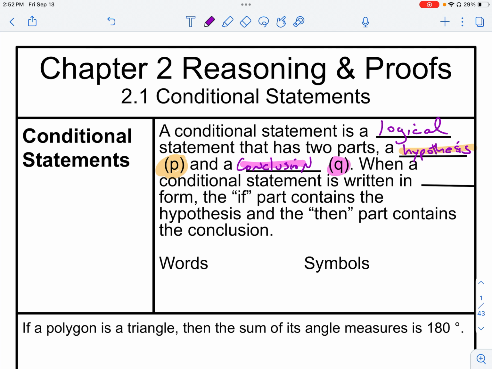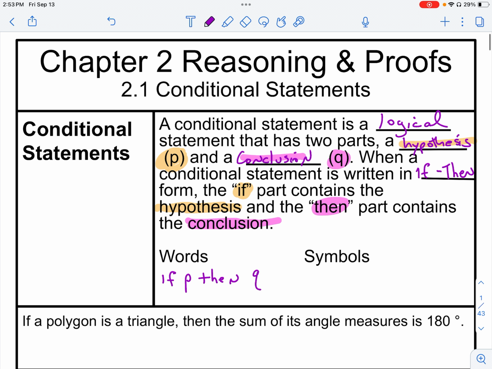And when we write it in the if-then form, which is going to turn out to be our favorite form, the if part contains the hypothesis and the then part contains the conclusion. So what does that look like? If hypothesis P, then conclusion Q. If P, then Q, and symbolically, we will write it like this, where P implies Q.